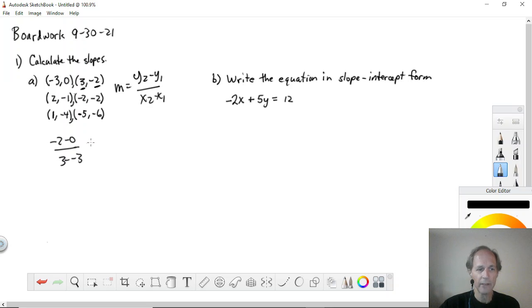So, take your time a little bit, write down the steps. The numerator is negative 2, the denominator is 3 minus negative 3, so that's 3 plus 3, that's 6. Okay? So that's negative 1/3 when you reduce it. Let's look at the next one. Difference in the y's, negative 2 minus negative 1 over the difference in the x's, negative 2 minus 2.